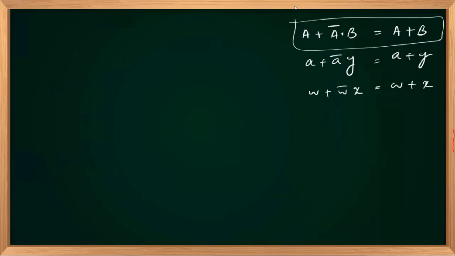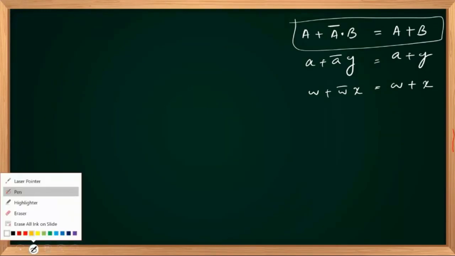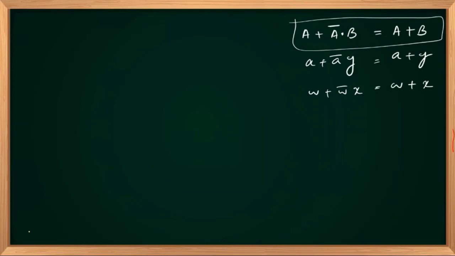Also, we have learned one more important theorem, De Morgan's theorem. De Morgan's theorem is very simple. It has two statements. The first statement was that the complement of x + y + z + etc. equals the product of their individual complements: x bar · y bar · z bar.